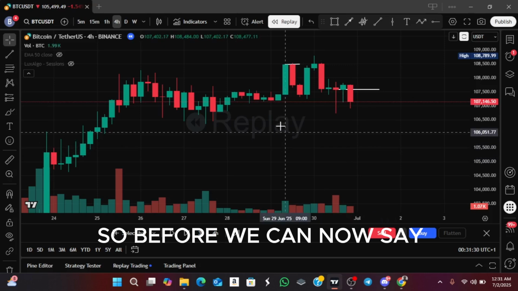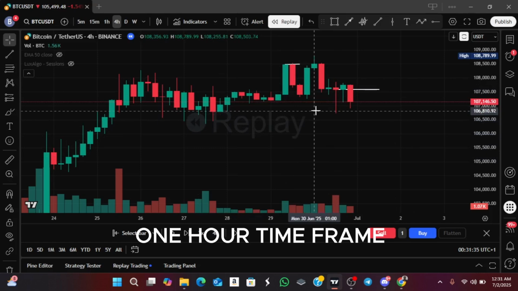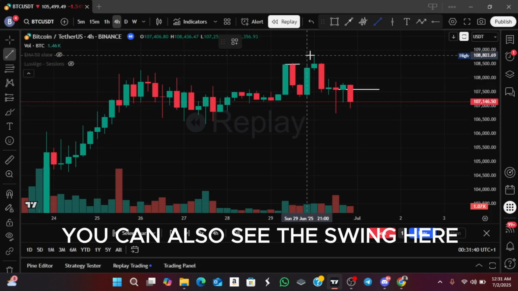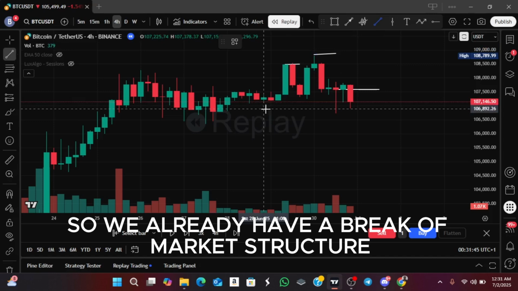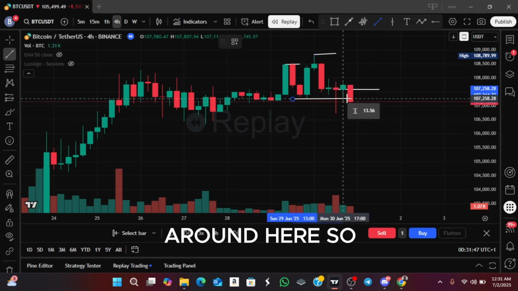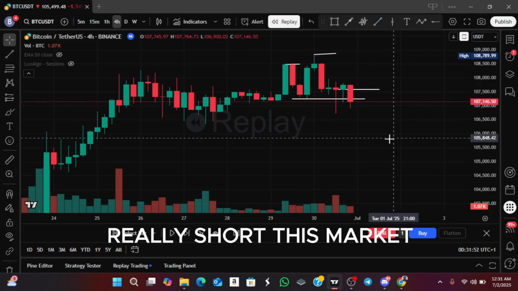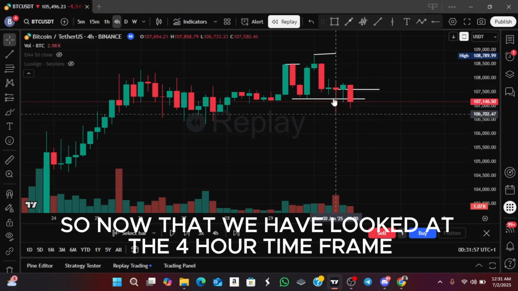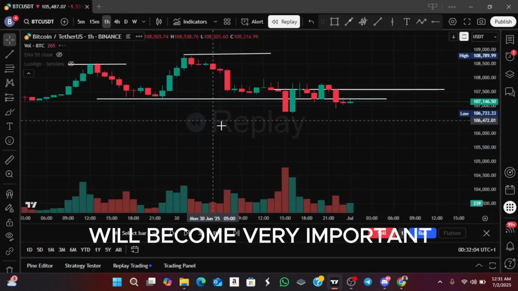Before we go down to our 1-hour time frame, we can also see the swing here that led to this breakdown. So we already have a break of market structure around here. We're looking at an opportunity to short this market, but we want to ensure that the odds are in our favor. So now that we have looked at the 4-hour time frame, we want to go to the 1-hour time frame, and this is where the session indicator will become very important.